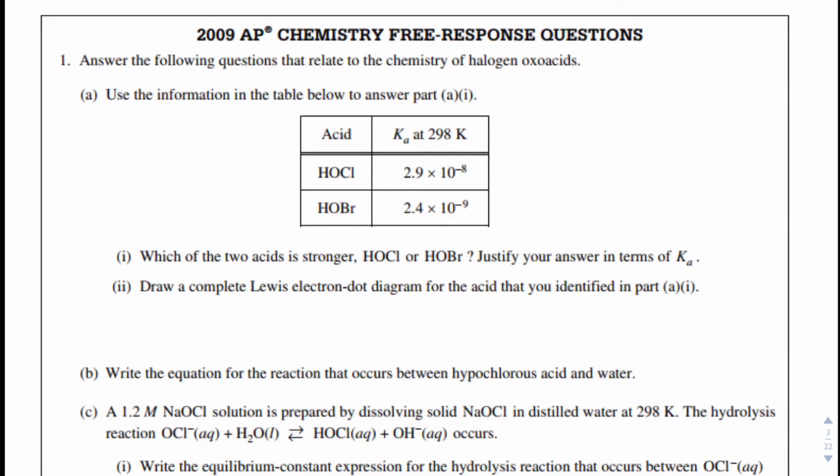In this video, we're going to take a look at the first question on the 2009 AP Chemistry Free Response questions. And they say, use the information in the table below to answer part A. Which of the two acids is stronger, HOCl or HOBr? Justify your answers in terms of Ka.